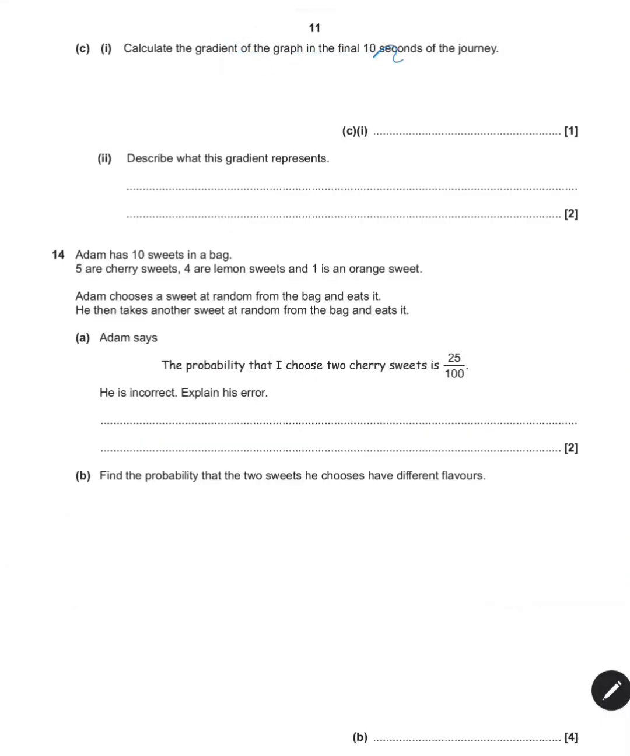Part C, calculate the gradient of the graph in the final 10 seconds of the journey. If you look back at the graph, that final 10 seconds is a triangle. 10 seconds time along the bottom, and we just worked out the height, which was k, which was 30. The gradient is the steepness of this line, which is 30 divided by 10, which is 3. Because we've got a downward sloping line, the gradient would be negative, so -3 is the gradient. And what does the gradient represent? Well, if the speed is decreasing, then that is deceleration.